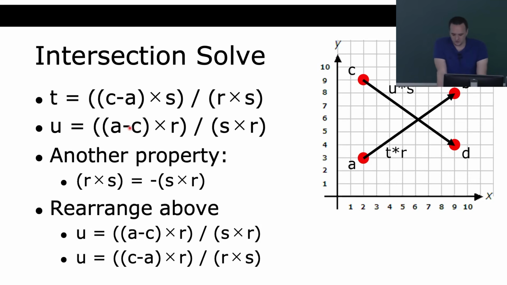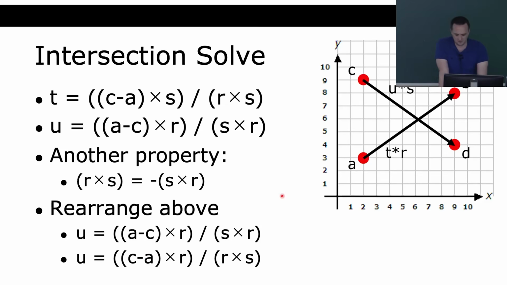So we're going to rearrange these so that instead of u being A minus C cross R divided by S cross R, we introduce a negative sign on the bottom to flip these terms and a negative sign on top to flip these terms. The negatives cancel out. So now u is equal to this. But you might say, okay, we still have the same number of operations.